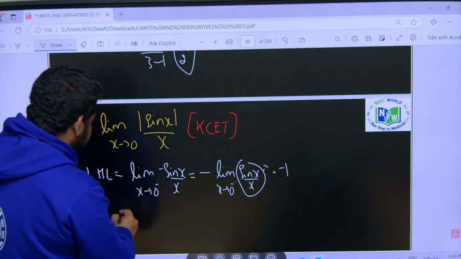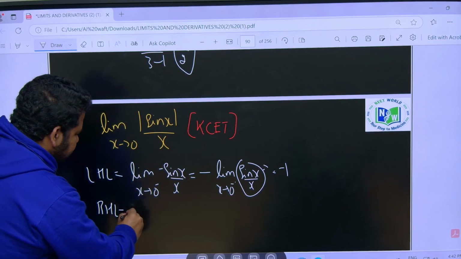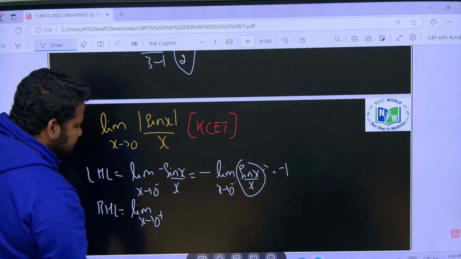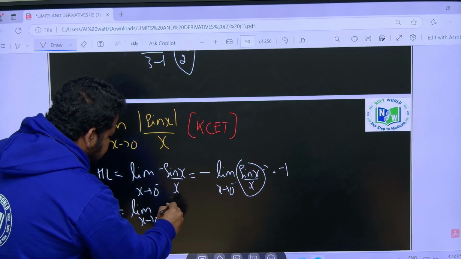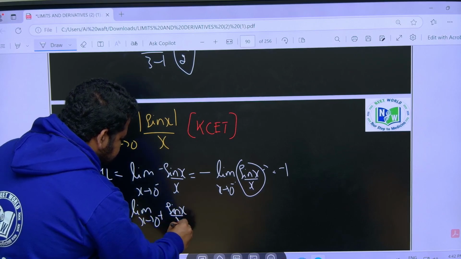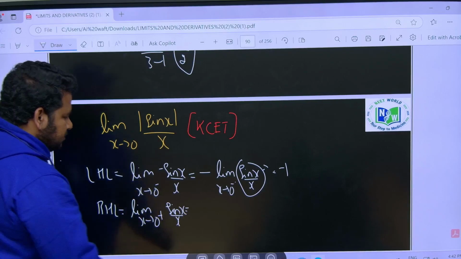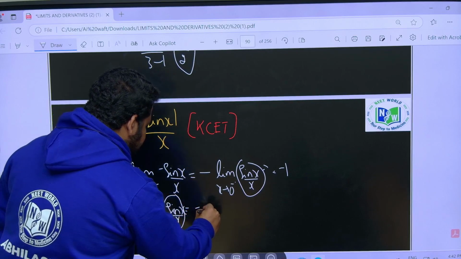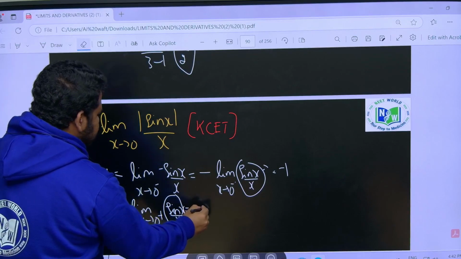Suppose I take RHL, right-handed limit. Limit x tends to 0 plus. It is 0 plus, so it will be just sin x, not minus sin x. Sin x by x, the value is nothing but 1. So this value will be just equal to 1.